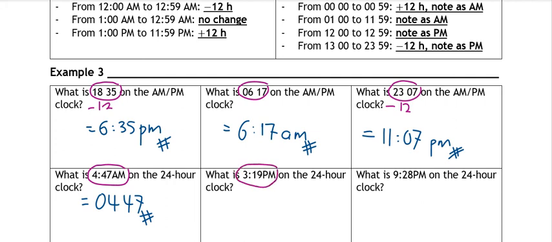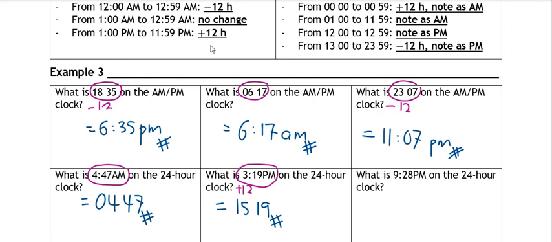Next one will be about what to do to convert 3:19 p.m. When you want to convert PM, which is from 1 to 11:59 p.m., you have to add 12 hours. This one will focus on the hour. So 3 plus 12 is 15, and then the minutes will be 19. So 3:19 p.m. is 15:19 on the 24-hour clock.